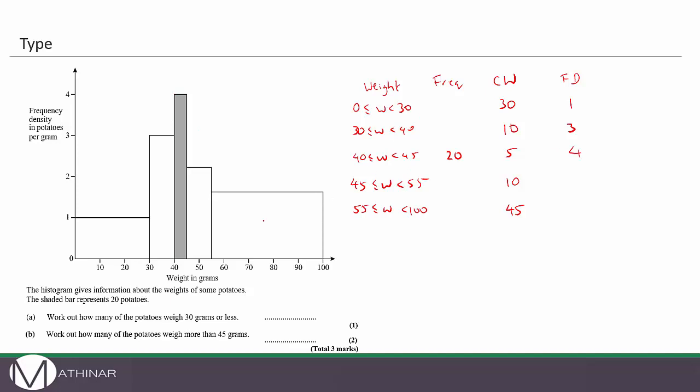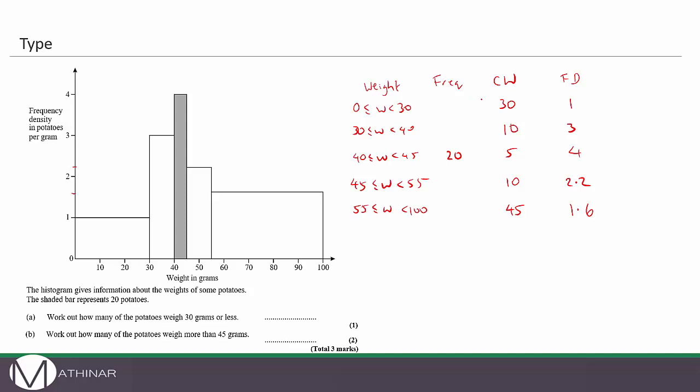So the bar that goes from 45 to 55, I'd say has a frequency density of 2.2. And then the bar that goes from 55 to 100, which is this big one, I would say that it's more than 1.5, so I'd say 1.6.